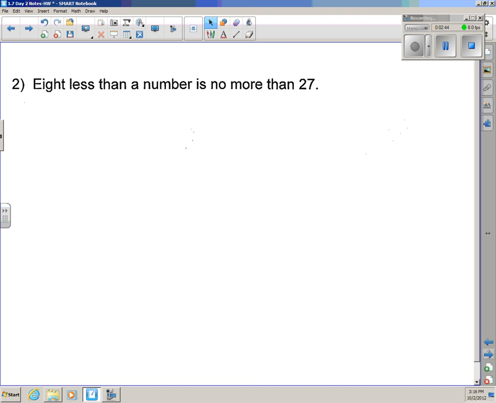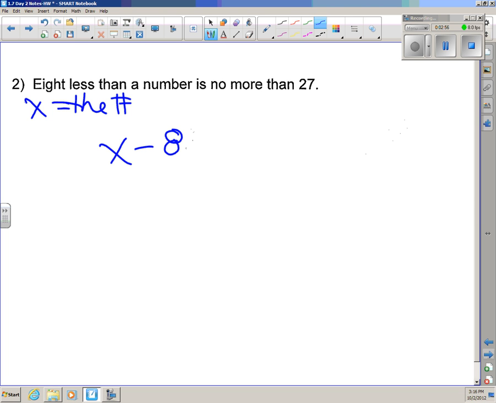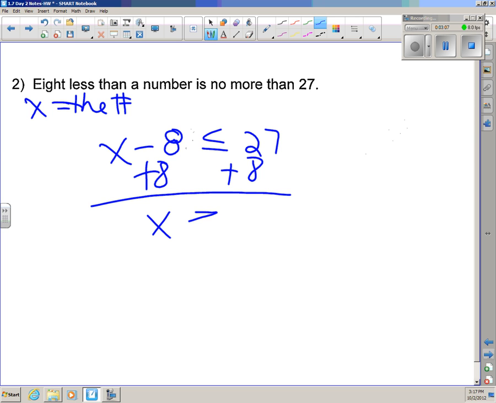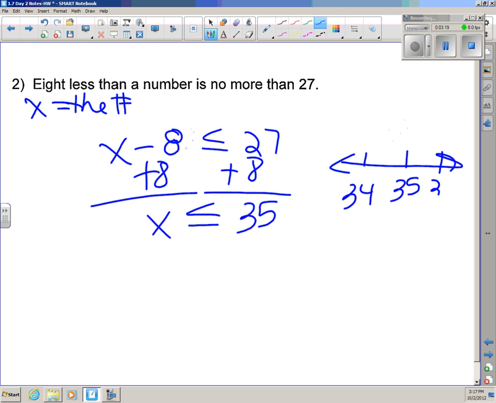Let's go for the next one. 8 less than a number. So again, we're trying to find what this number is, or the value that we're dealing with. So 8 less than a number, x minus 8, is no more than, less than or equal to 27. So then you're going to add 8 to both sides, and x is, whoopsie, it's the wrong direction, sorry. So x is less than or equal to 35. And then again, 34, solution point in the middle, 35, 36, filled in circle. It's less than, so any value to the left of.